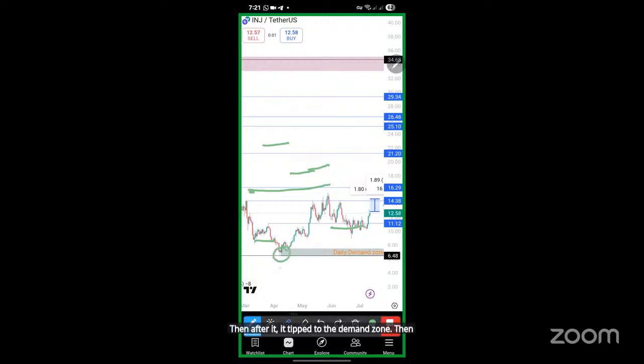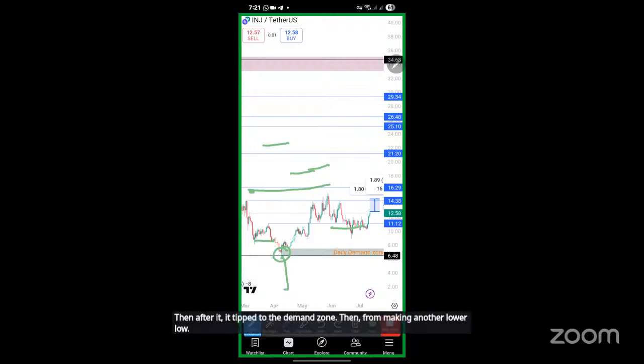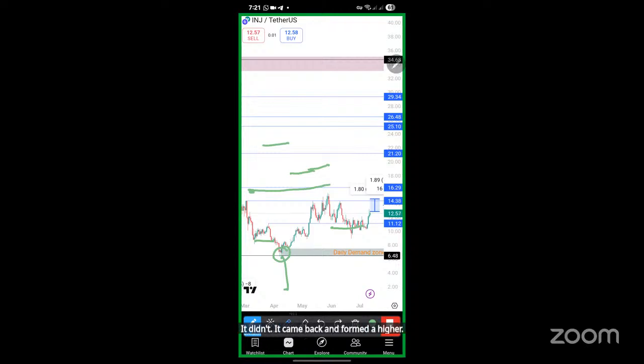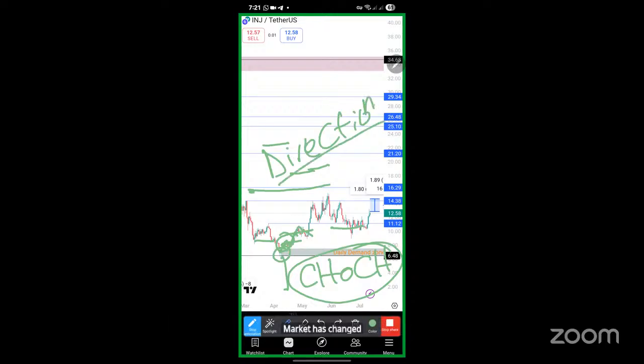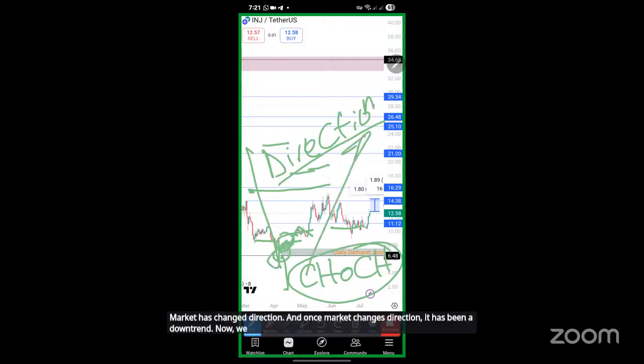Then, from making another lower low, it didn't. It came back and formed a higher high here. Then after it broke this point here and formed a new high point here. So the one it formed at first is what we call the CHoCH, the change of character. This was an indication that market has changed direction. And once market changes direction, it has been a downtrend. Now we are going for an uptrend.